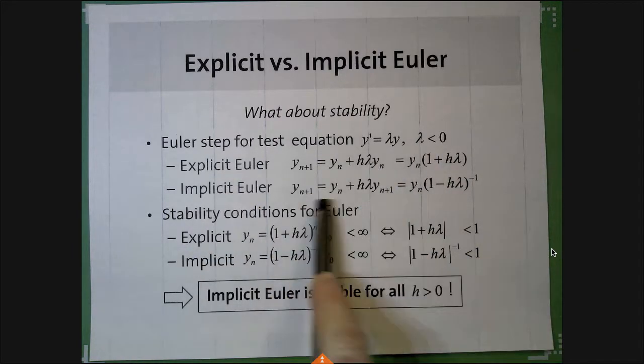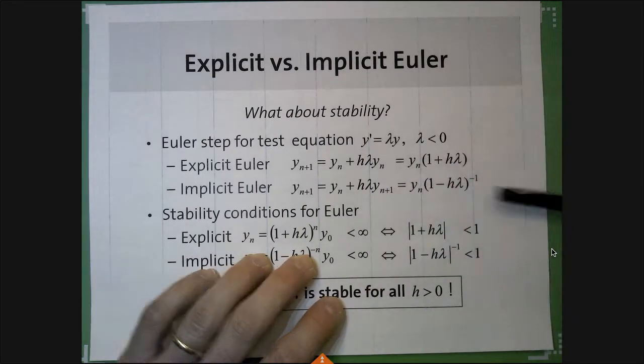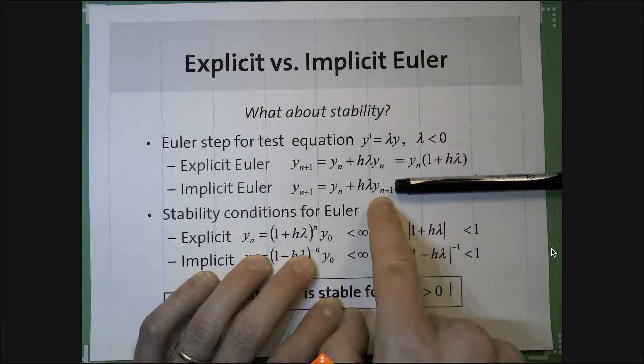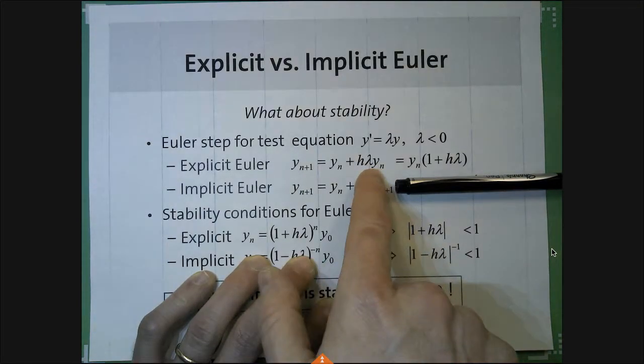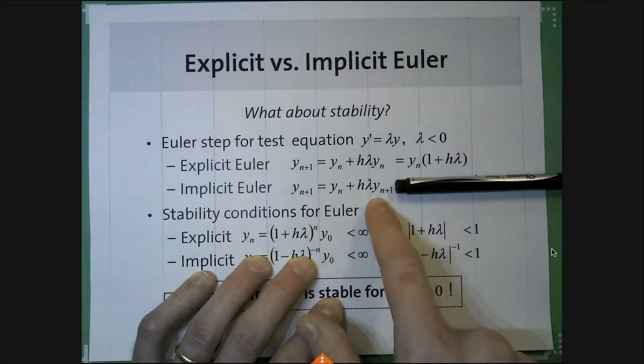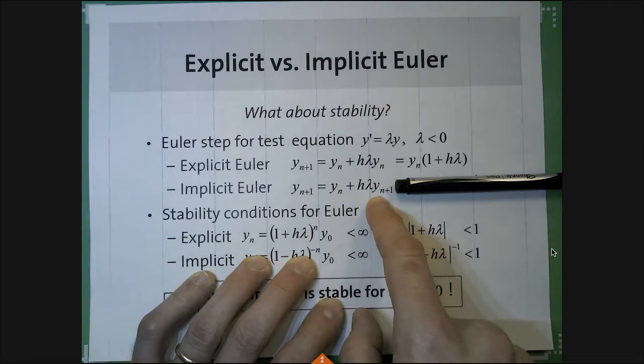So let's take a look at what happens with implicit Euler. If I take this away, this is the formula for implicit Euler. So instead, the slope is not yn, but it's yn plus 1. That's the only difference here.